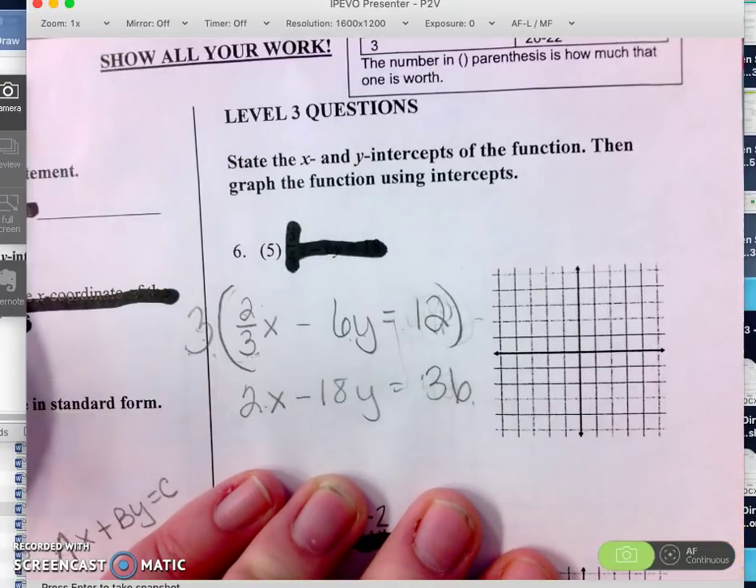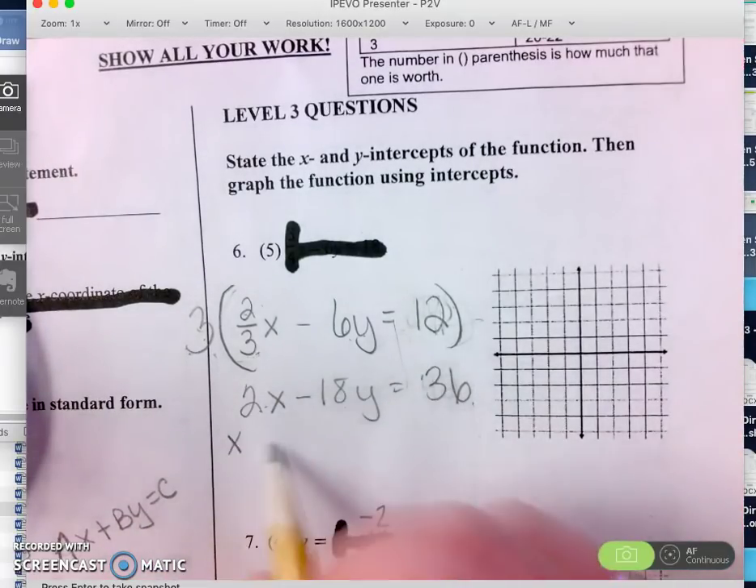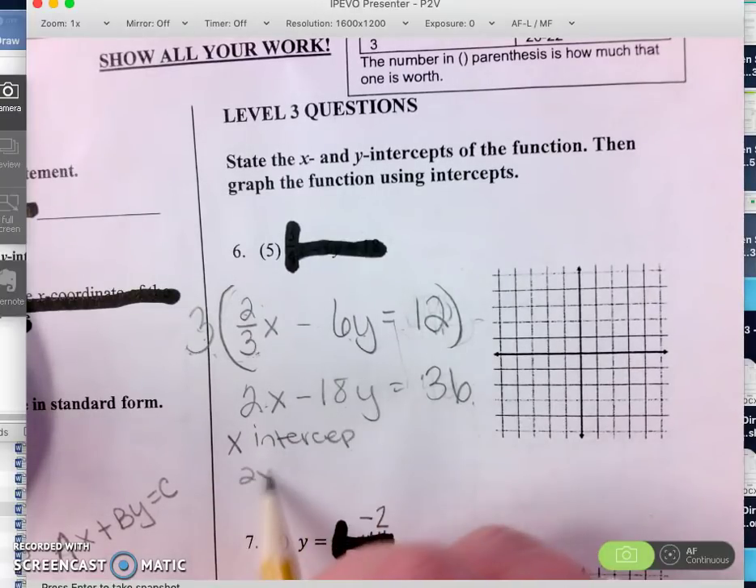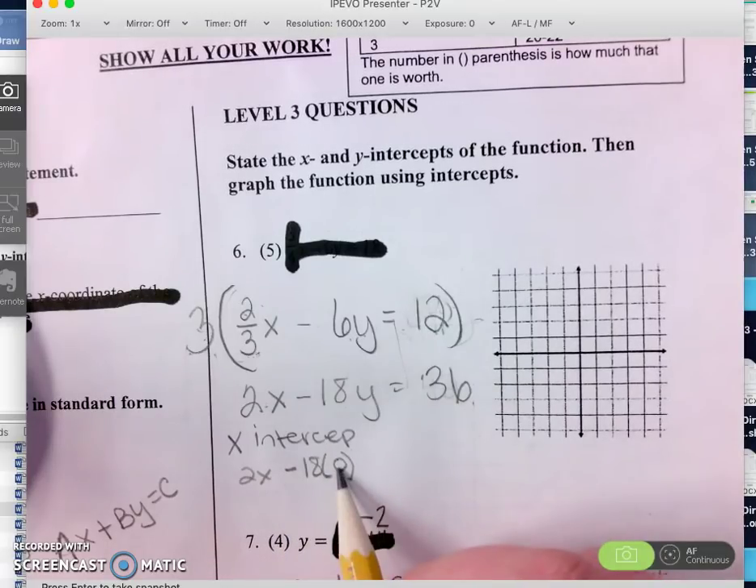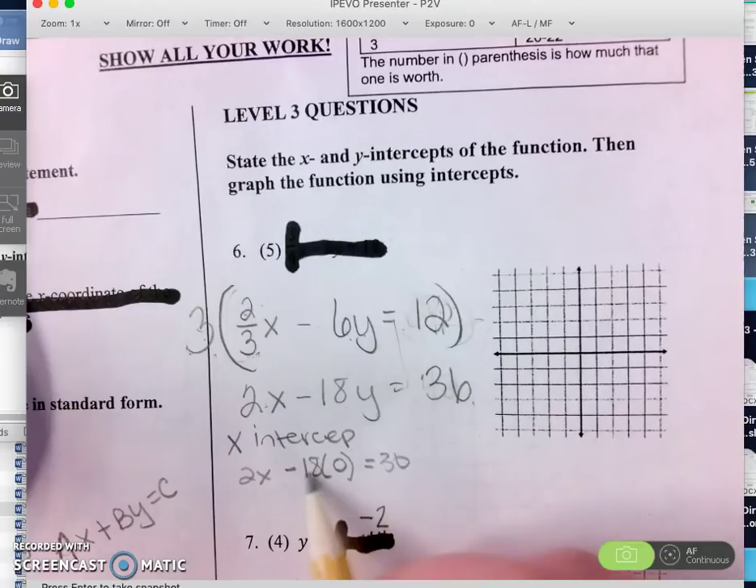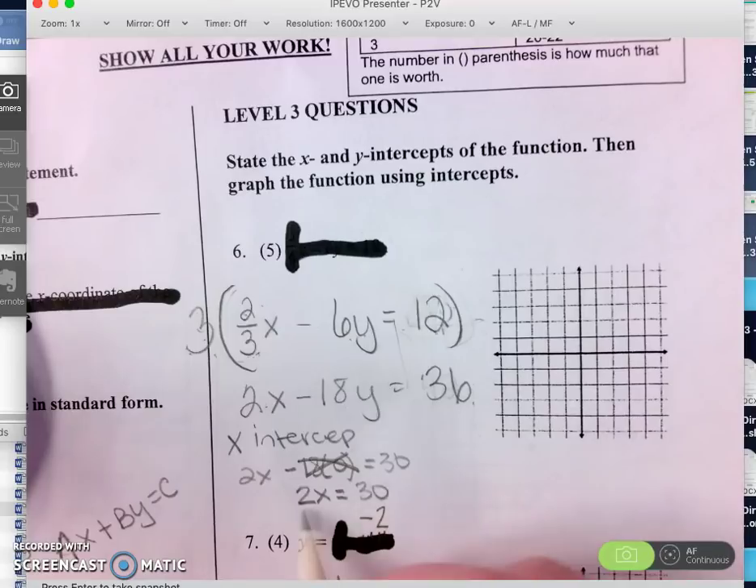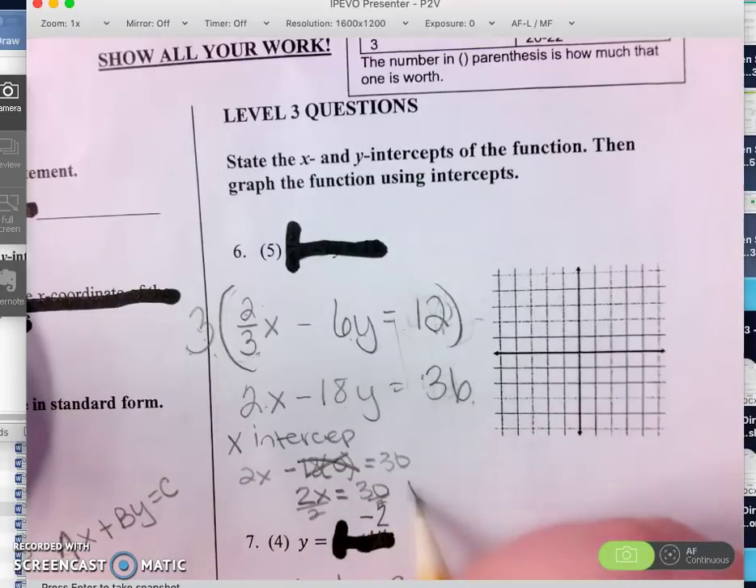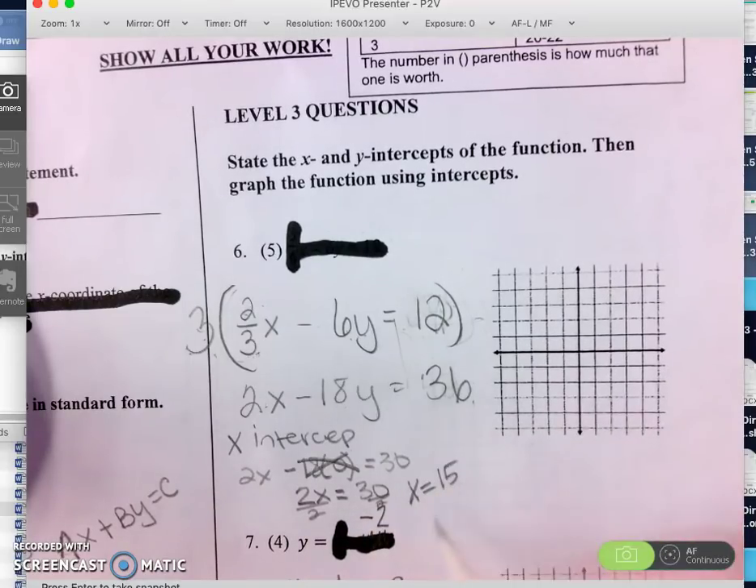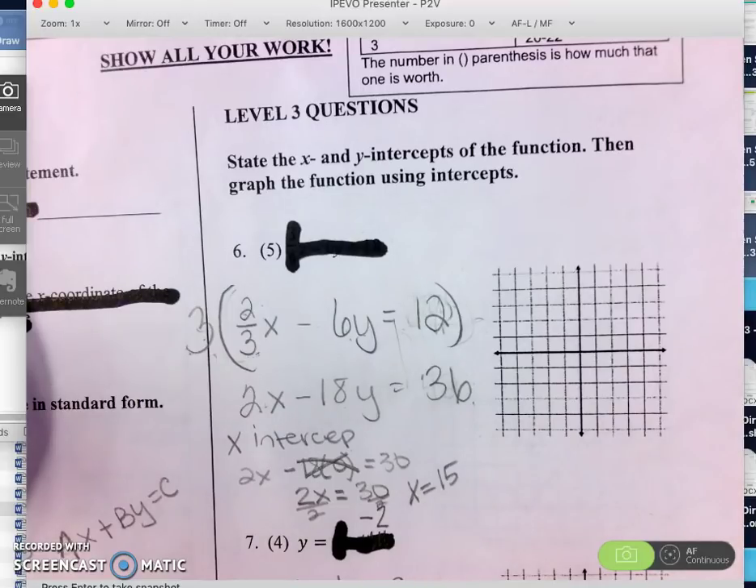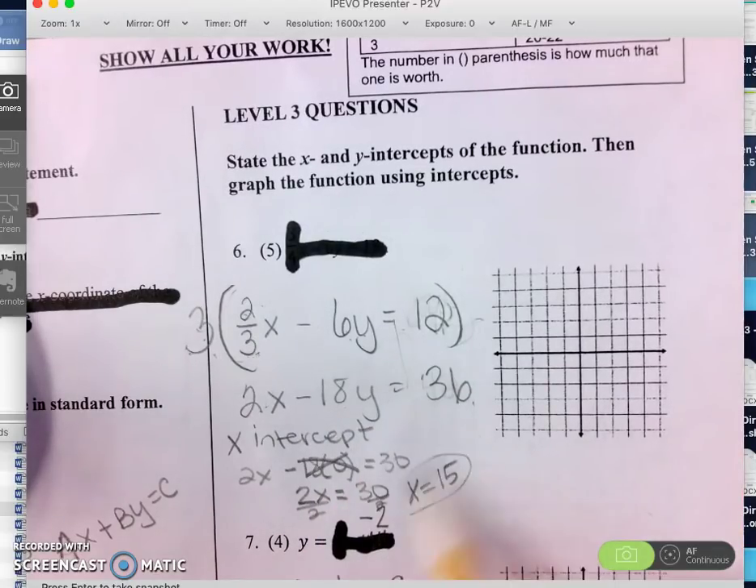Now I have to find my x and my y intercepts. So my x-intercept, I'm going to write my equation. But when I write my equation for y, I'm going to replace the y with 0, equals 36. That goes away. I have 2x equals 30. Divide by 2, x is equal to 15. Now if you notice, on the other one I did the y-intercept first, and on this one I did the x-intercept. It doesn't matter which one you find first. You just have to know that I found the x.